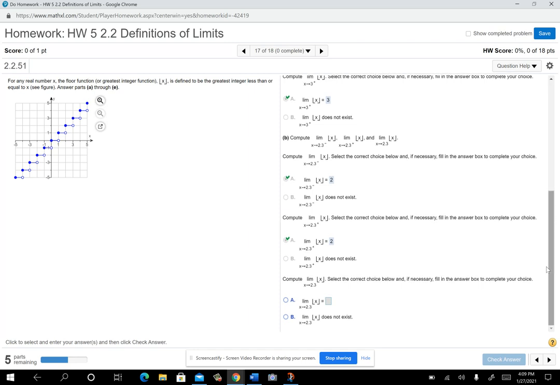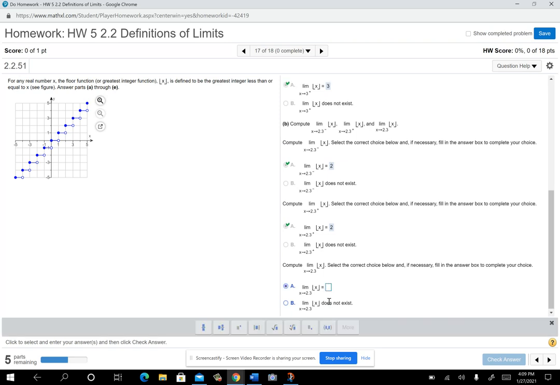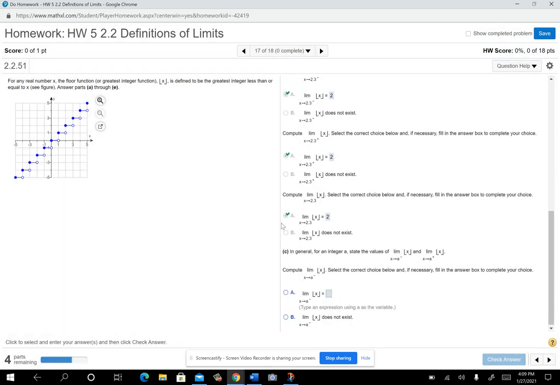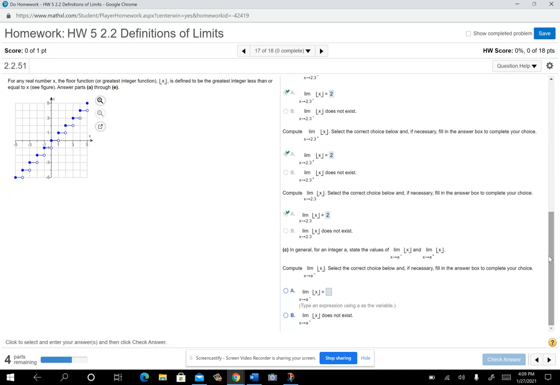All right, so then it's saying, what about the limit from both sides? Well, we got the same answer on both of those. So the limit from both sides would be 2. Now this is where people were struggling a little bit. Now it's asking in general for an integer: if x is approaching that integer from the left or that integer from the right, what is the answer going to be?